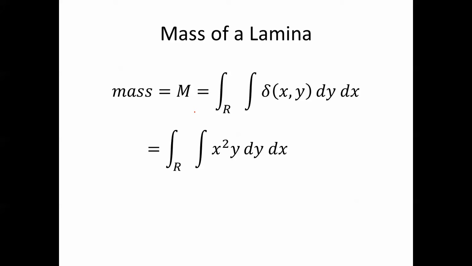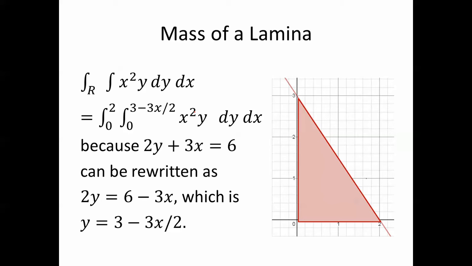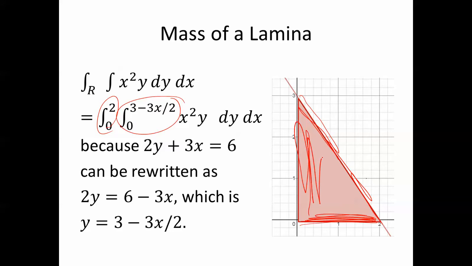Delta is x squared y. Here's the region we're integrating over. So the integral of x squared y dy dx can be written in this way. X in this case goes from 0 to 2, and then y goes from 0 to 3 minus 3x over 2. That's because this line, 2y plus 3x equals 6, can be rewritten as 2y equals 6 minus 3x, which is y equals 3 minus 3x over 2. Okay, so x goes from 0 to 2, y goes from 0 to 3 minus 3x over 2. Those are the limits of integration.